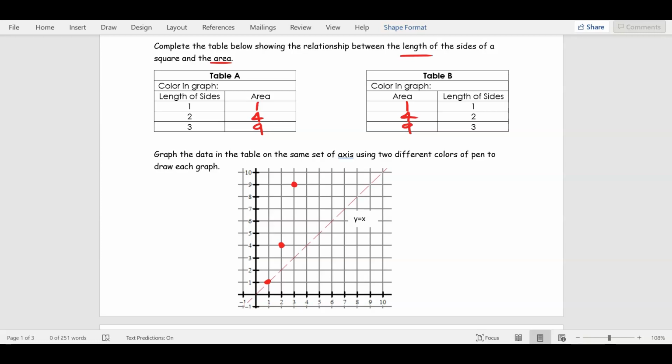So 1 comma 1 is the same point, so put a point there at the same point. Now, 4 comma 2. 4 to the right, up 2, put a point there. And then 9 comma 3. That's right 9, up 3. So go ahead and put a point there. What do you notice about these points?